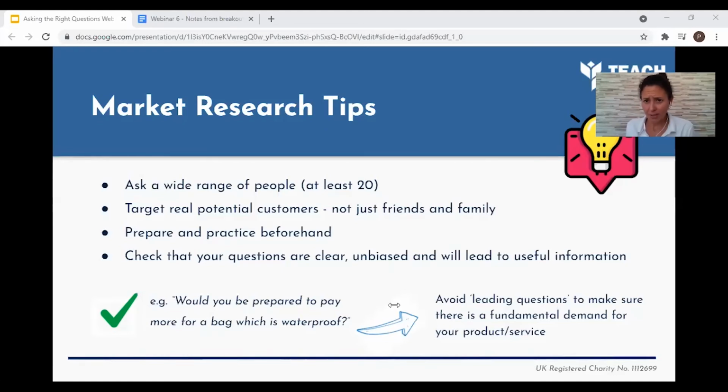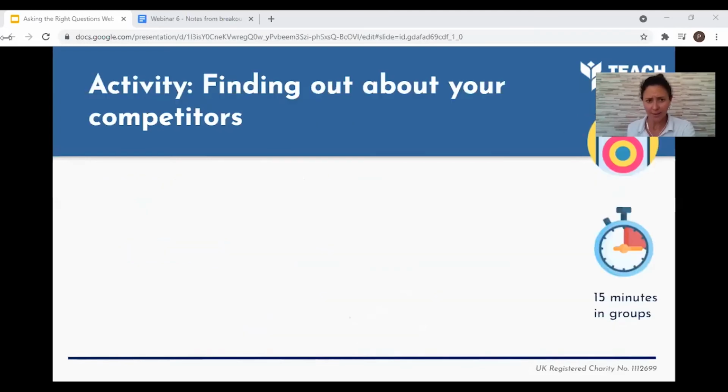You are welcome to share in the chat box as well. Okay. As I said before, I'm aware of the time. We are going to leave the window open to come back to if you would like to share later on, so we can move on to our next activity.